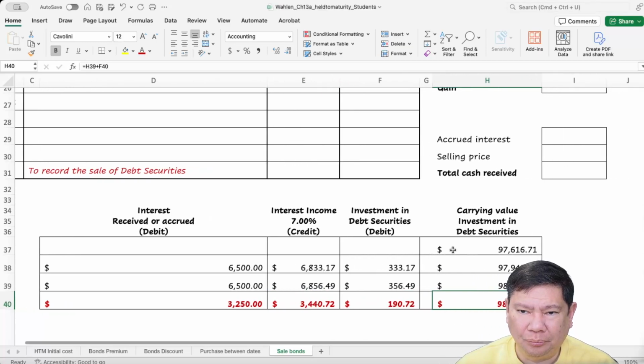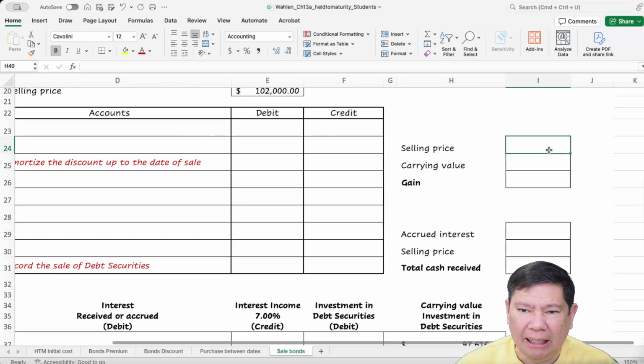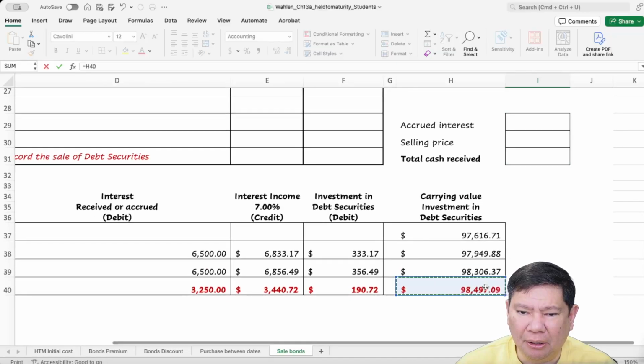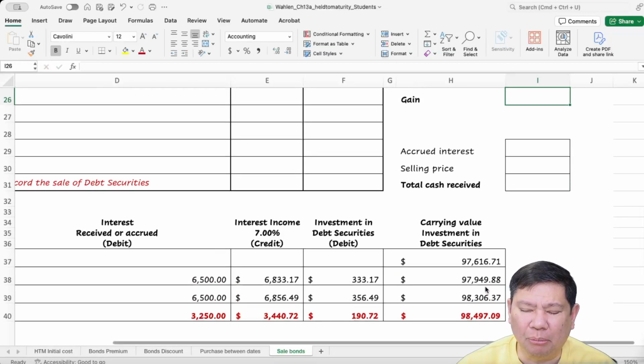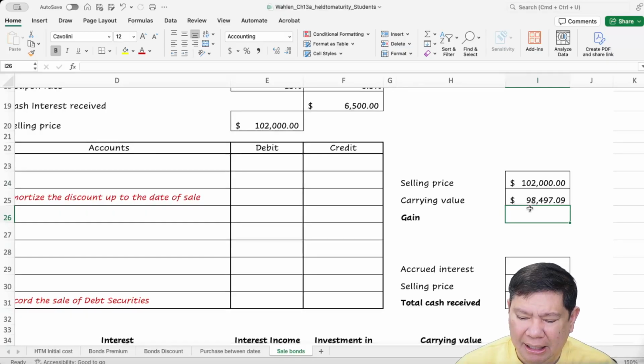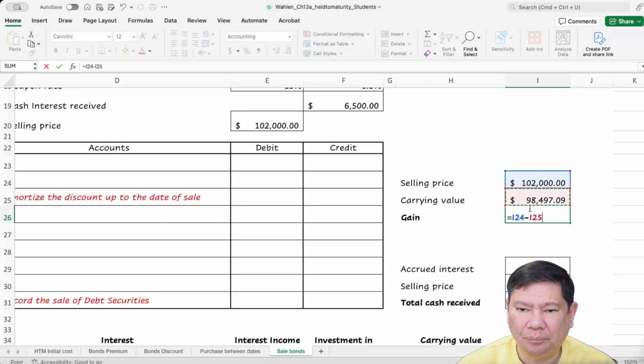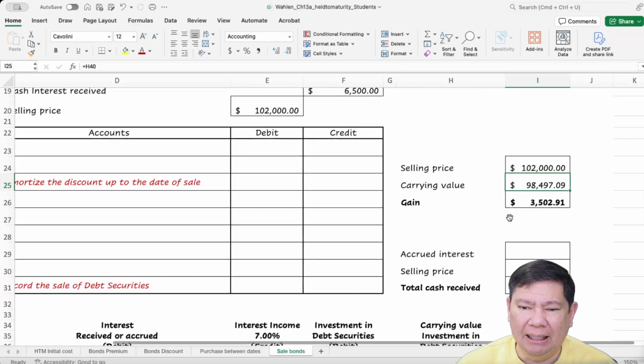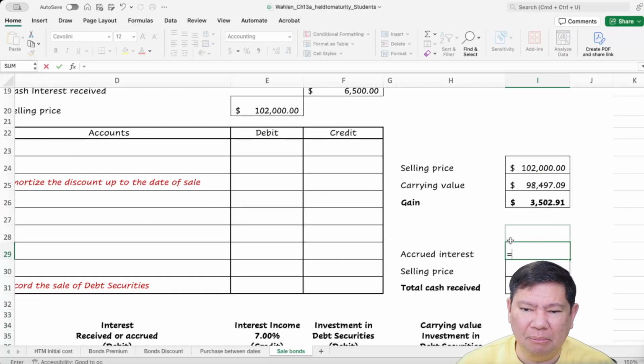That's the carrying value on the date of the sale. Okay, so the company is going to receive 102,000 for selling their investment that has a value of 98,497.09. So that means they're making a gain, a profit of 3,502.91 because 102,000 is higher than 98,497.09.